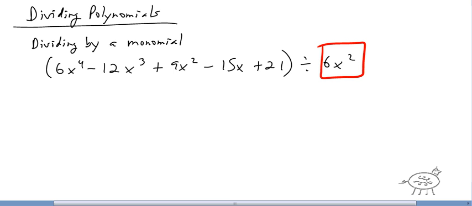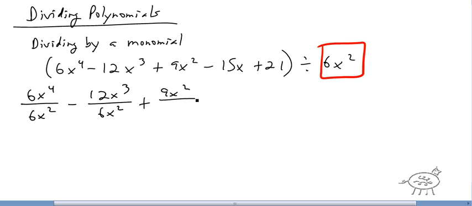So it's very simple. Basically what you do is each one of these terms, 6x to the fourth, gets divided by 6x squared. Minus 12x cubed over 6x squared plus 9x squared over 6x squared minus 15x over 6x squared plus 21 over 6x squared. That's all you do. And then you've got to simplify each one of the terms.